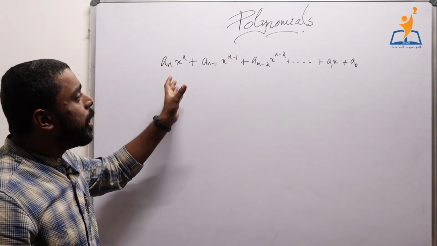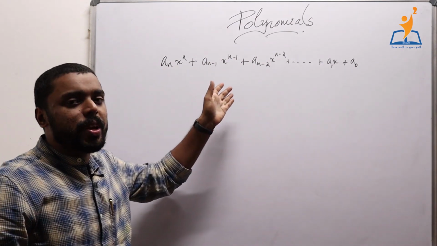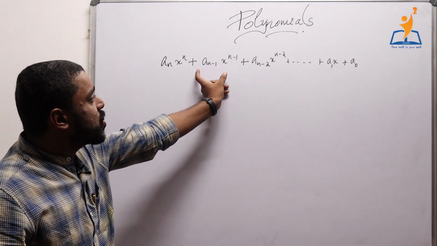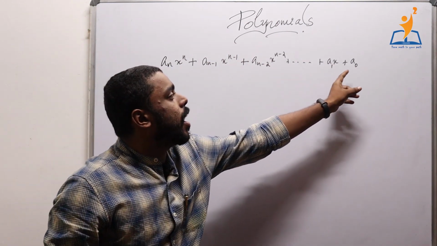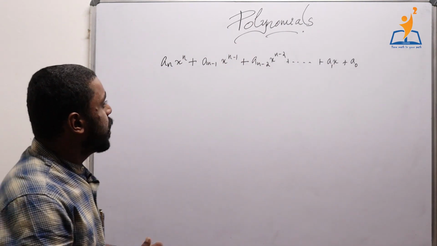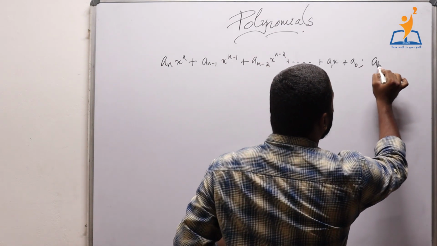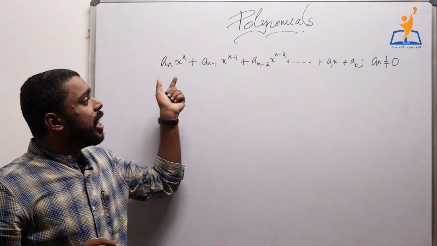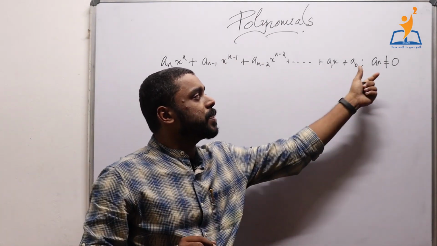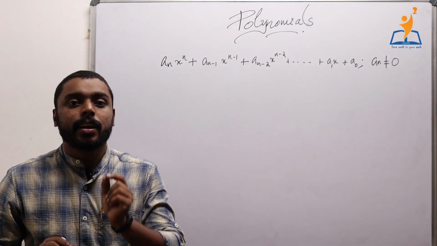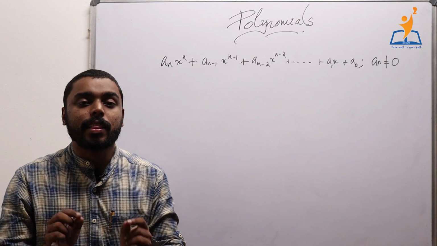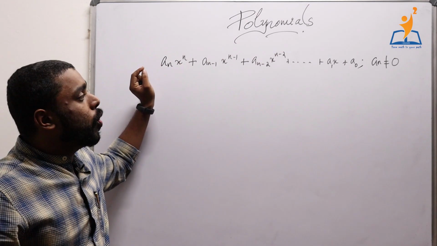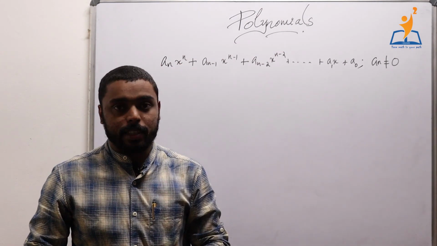So, a polynomial is nothing but any algebraic expression of the form a_n x raised to n plus a_(n-1) x raised to n minus 1 etc. plus a_0, where there is a condition: a_n is not equal to 0. Whenever an algebraic expression satisfies these two conditions, we can say that it is a polynomial. Note that this n must be a whole number. So, we can have polynomials like that.